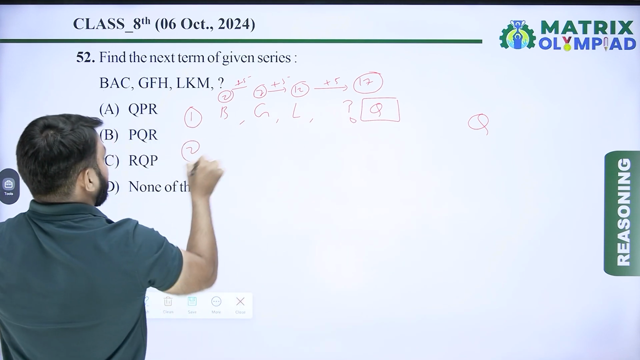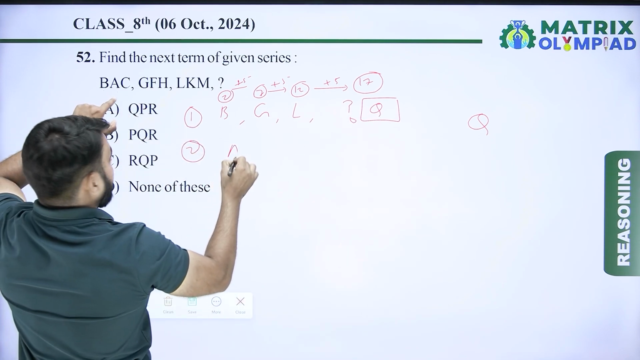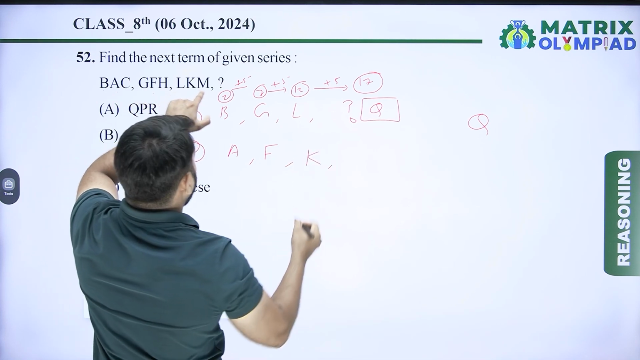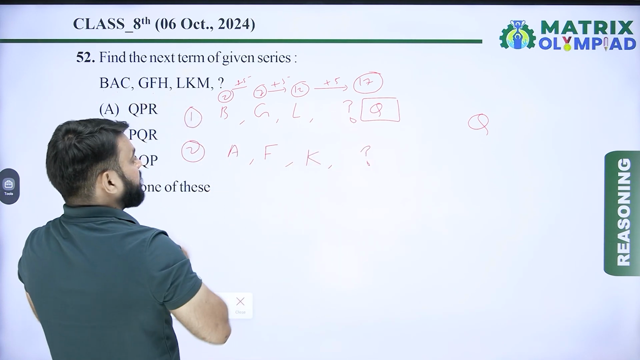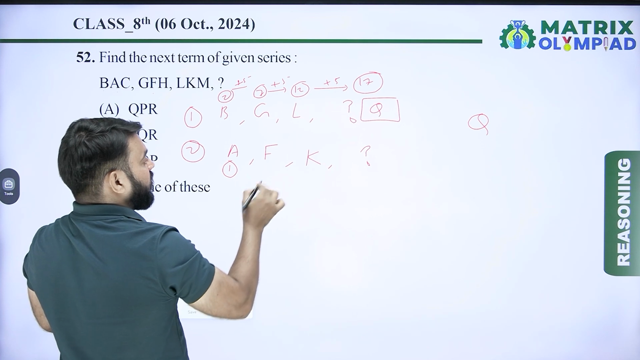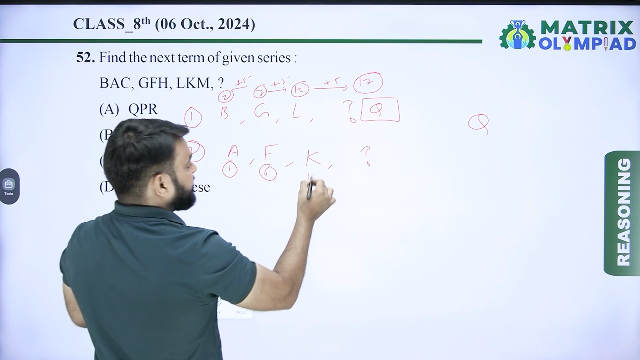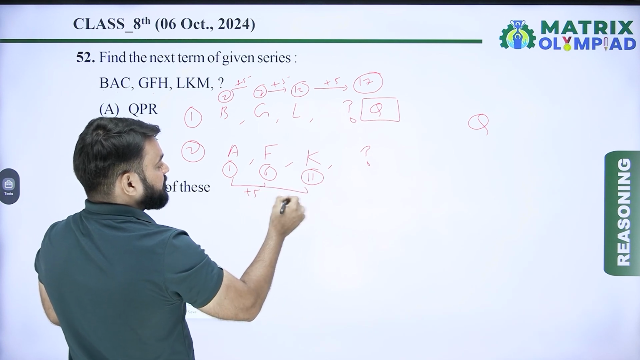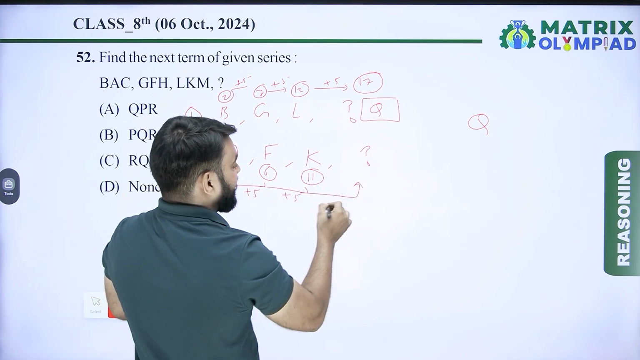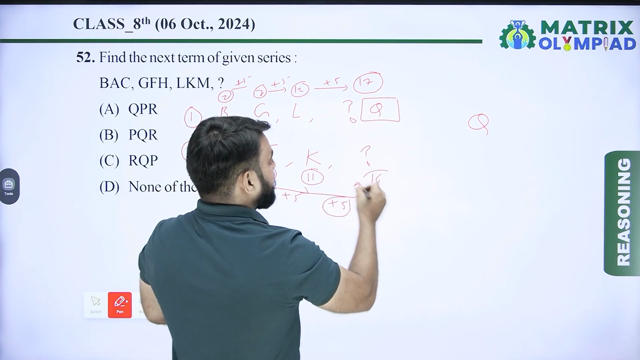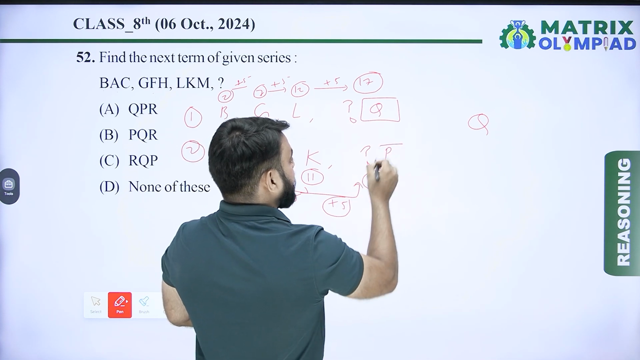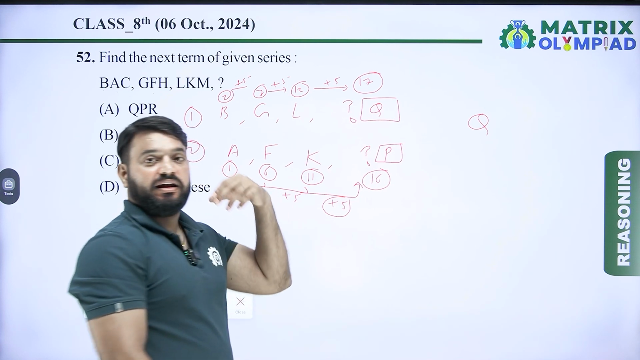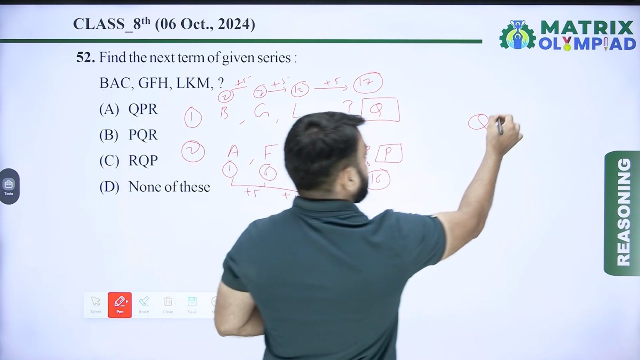Now taking the second alphabet of each term. So A, after A next is F, after F next is K, after K next is missing. Place value of A is 1. Place value of F is 6. Place value of K is 11. So the pattern is 1 plus 5, it means 6. 6 plus 5, it means 11. Similarly 11 plus 5, it means 16. So 16 means P, because the place value of P is 16. So the second alphabet of the missing term is P.